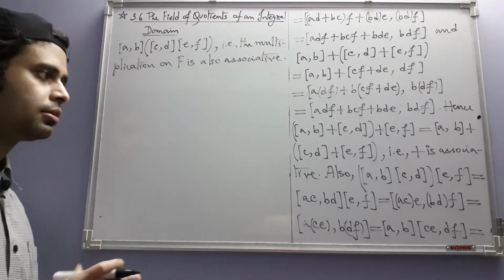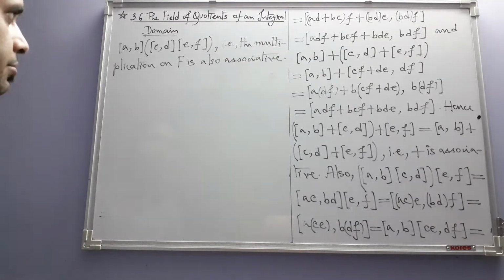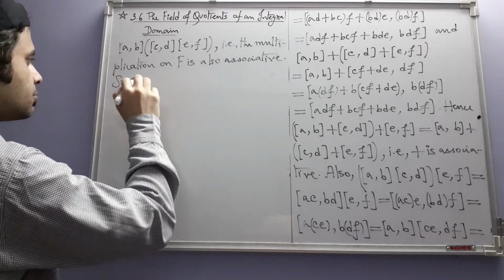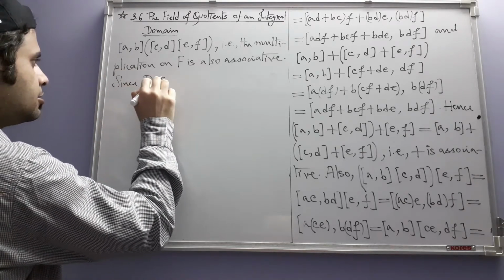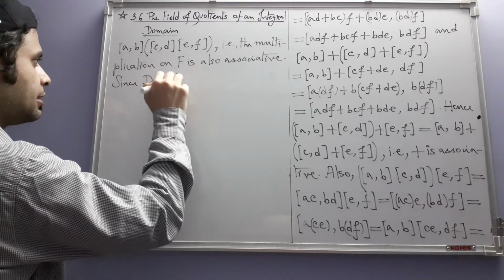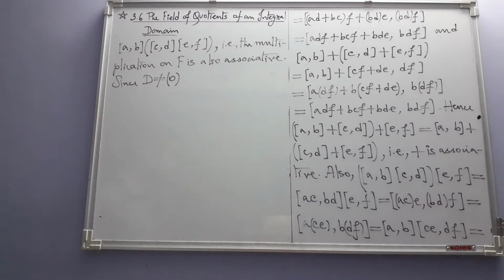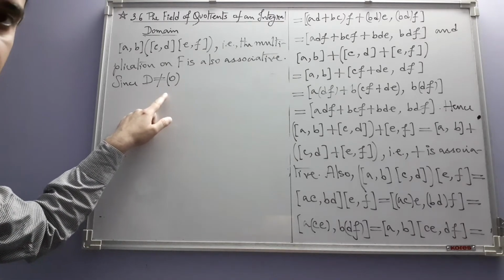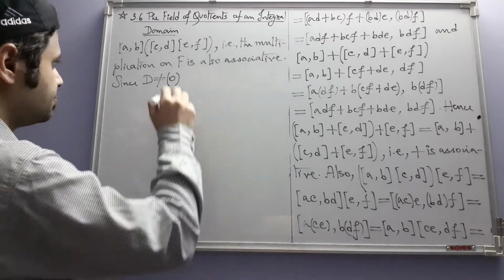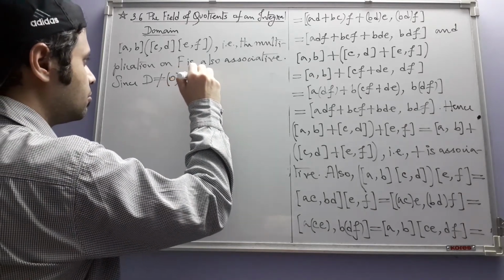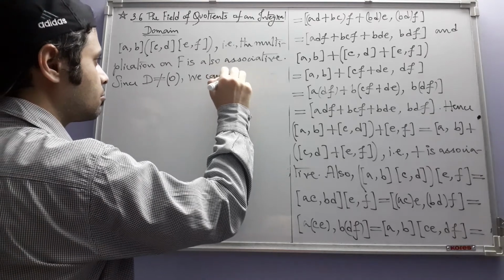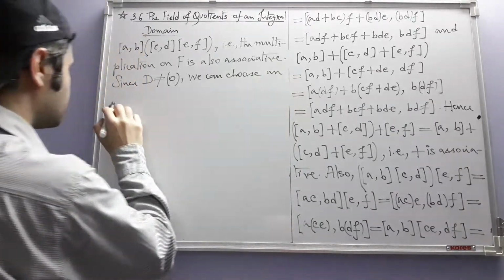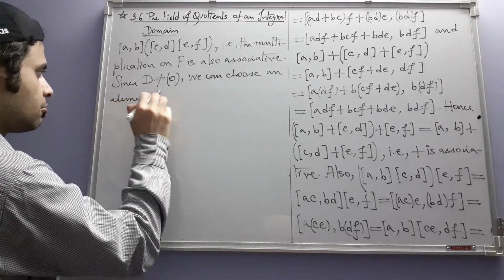Next we look for an additive identity. Okay, since D is non-zero, keep in mind that the case where D is the zero integral domain, we have already taken care of that in the beginning itself. So now we have a non-zero integral domain, so there will be a non-zero element. We can choose an element.